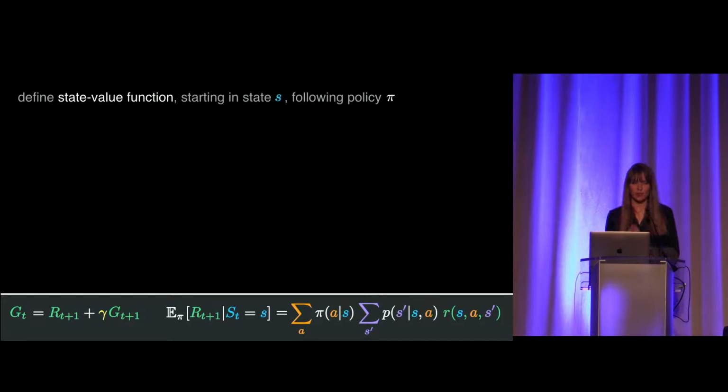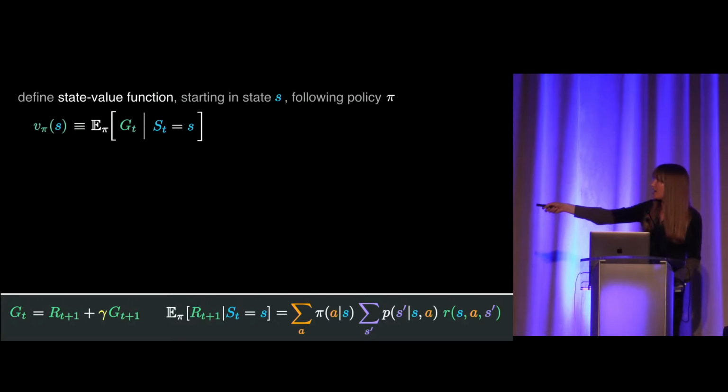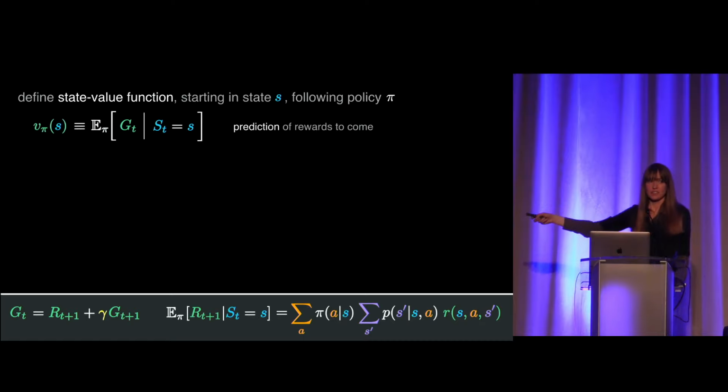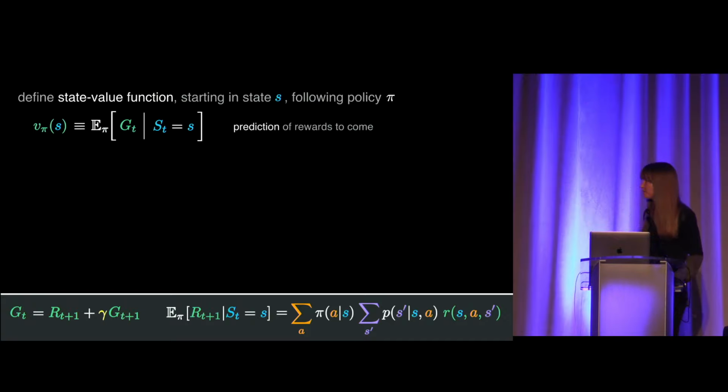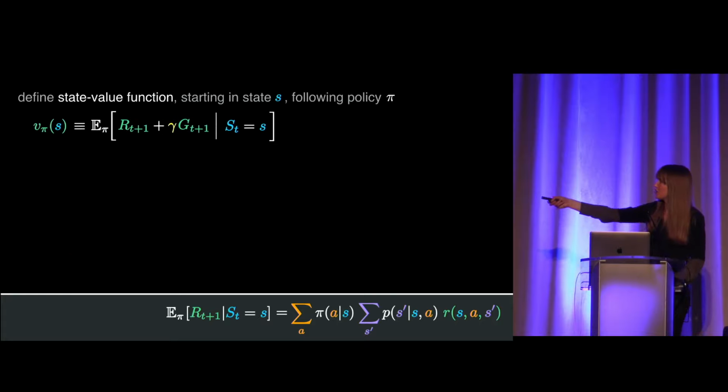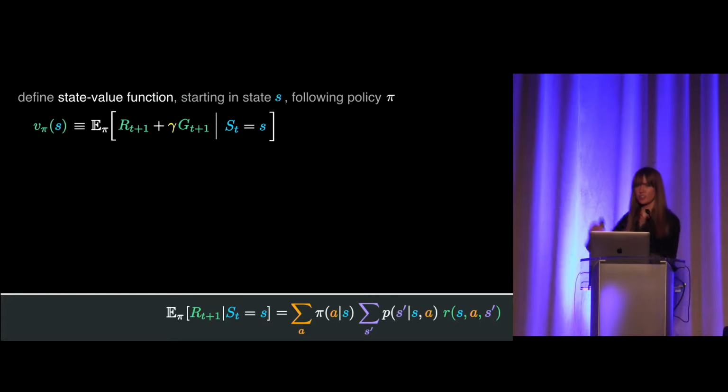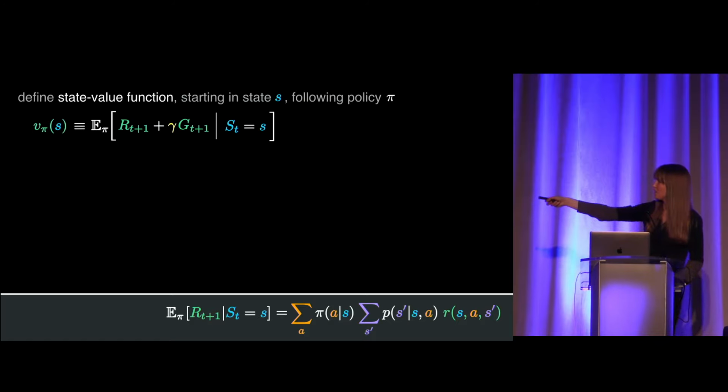Okay, so now I'm going to define what we've been calling the value function, the state value function, starting in state s, following policy pi, and I'm going to define that as the expected value of the return, averaged over our policy and assuming we're starting in state s. So you can think of this as a prediction of rewards to come. We're computing the expectation of the return in the future. Now we know that this return can be expressed in terms of the return at time t plus 1, so I've just substituted that in here.